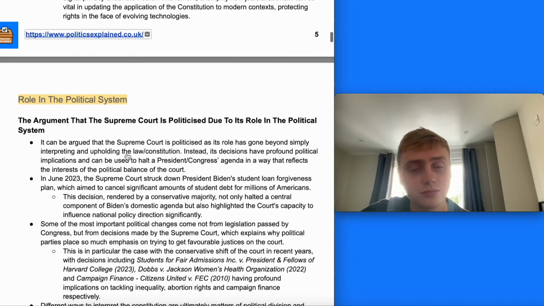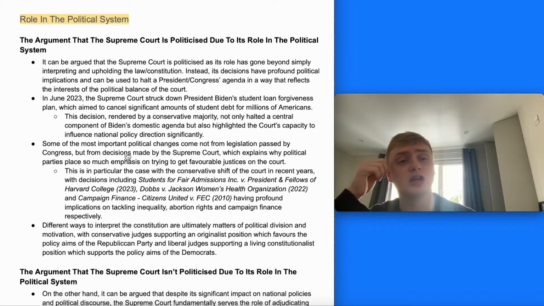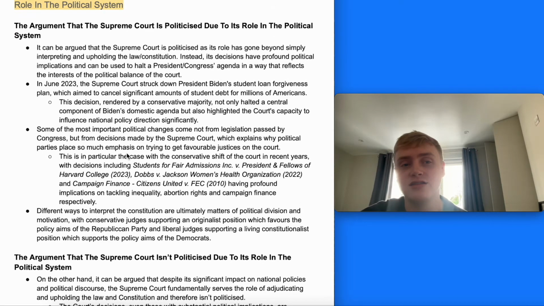Finally, a key theme to look at is its role in the political system. Firstly, looking at the argument that the Supreme Court is politicised due to its role in the political system.